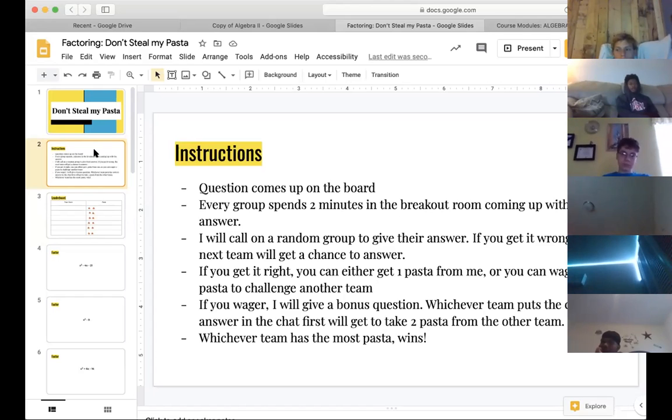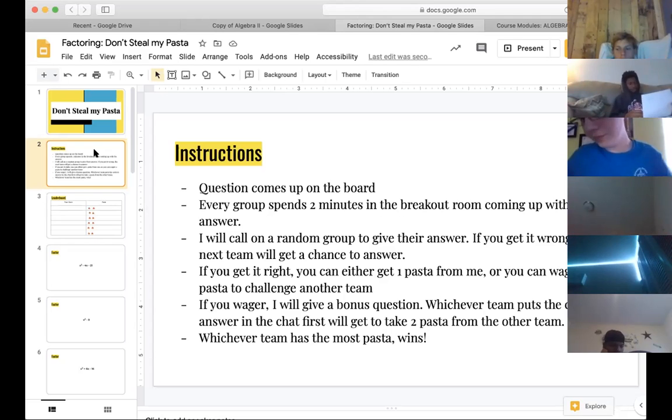I'm going to make a rule here that if you have 0 pasta, you cannot wager. So you can only wager if you have at least 2 pasta to wager. We're not going to play negatives because that'll get too complicated. If you wager, I'll give you a bonus question. Whichever team puts the correct answer in the chat first will get to take 2 pasta from the other team. And then whichever team has the most pasta will win. Any questions about the instructions?